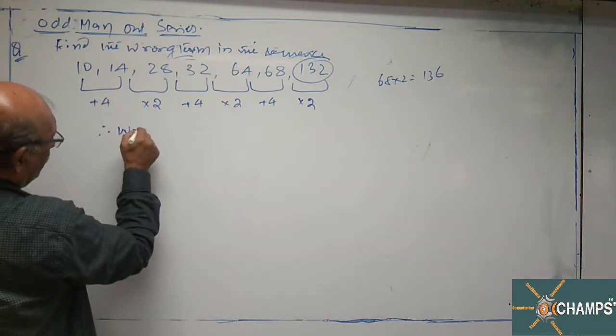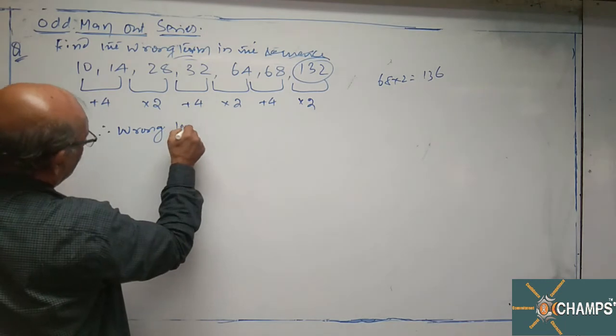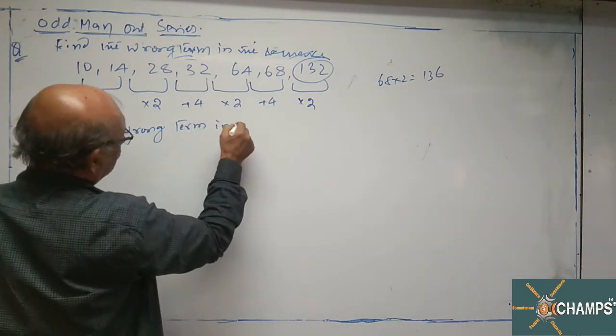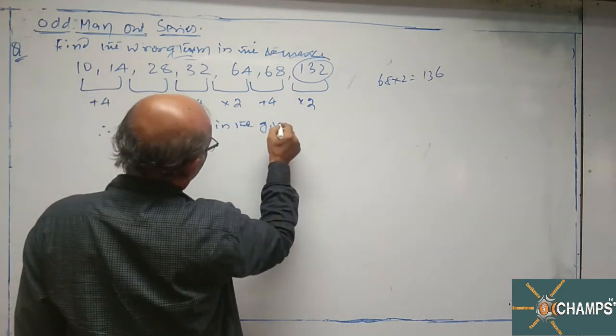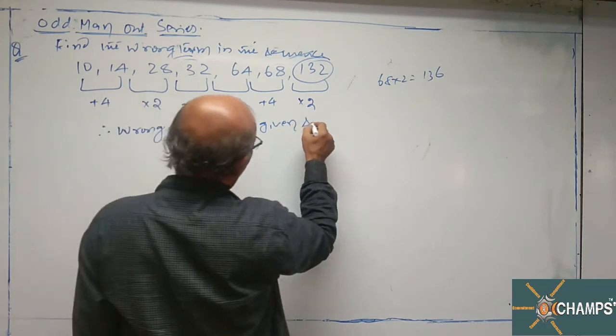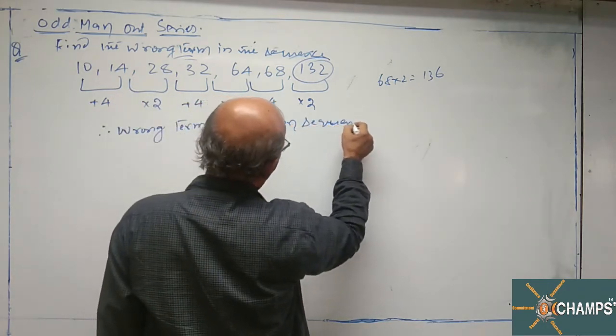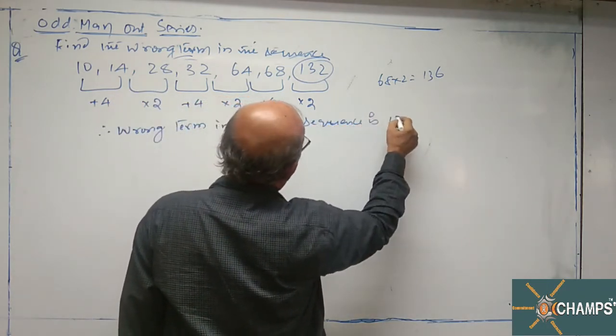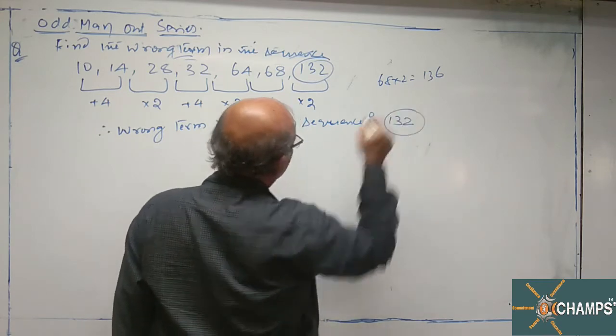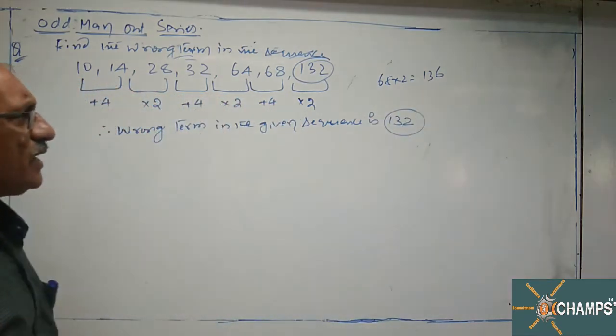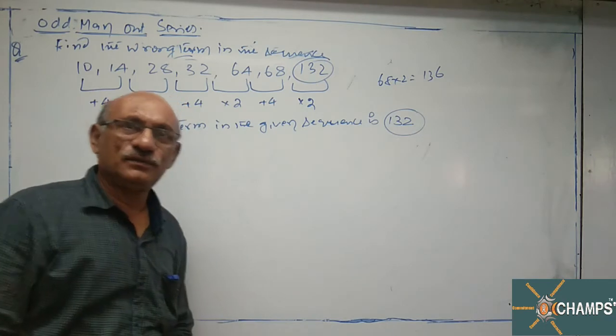Therefore, the wrong term in the given sequence is 132.